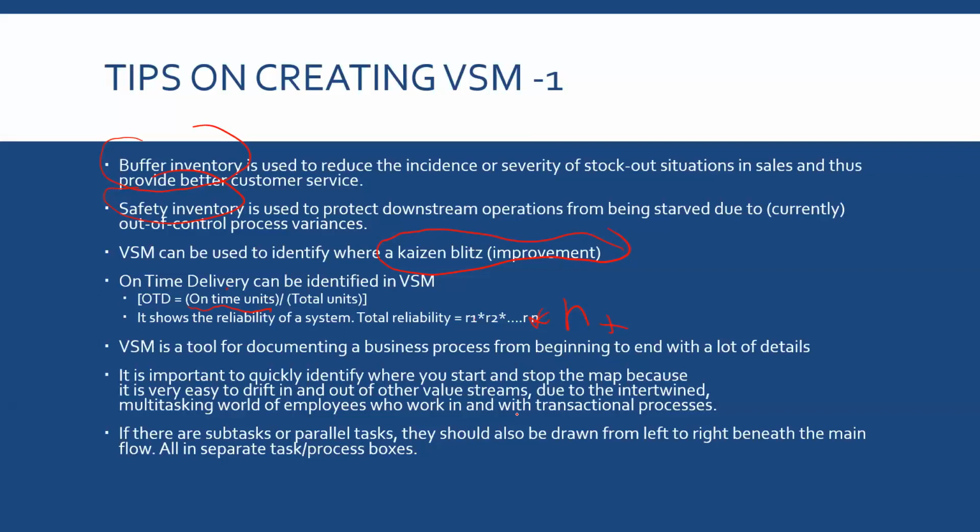If there are subtasks or parallel tasks, they should be drawn from left to right beneath the main flow. So sometimes we have a subtask inside one process. What you need to do is draw it from left to right, as we do, because it's a flow, and we put it beneath the main flow, all in separate task boxes. So it's going to be its own separate process boxes.